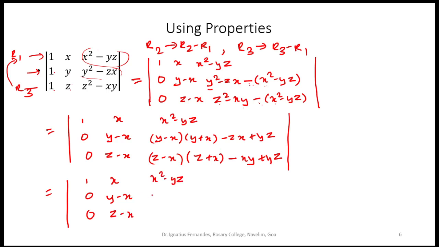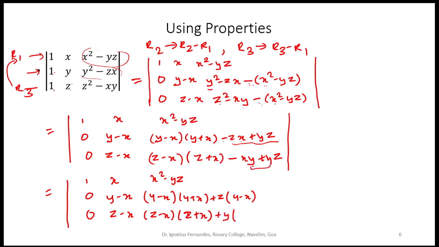Okay, now here I have y minus x into y plus x, and let me take z common from these two terms. So plus z into, I have y and I have minus x, so it is y minus x. The same way in the third row I have z minus x into z plus x, and here I have y common, so I'll take y common, then I have z minus x, z minus x.